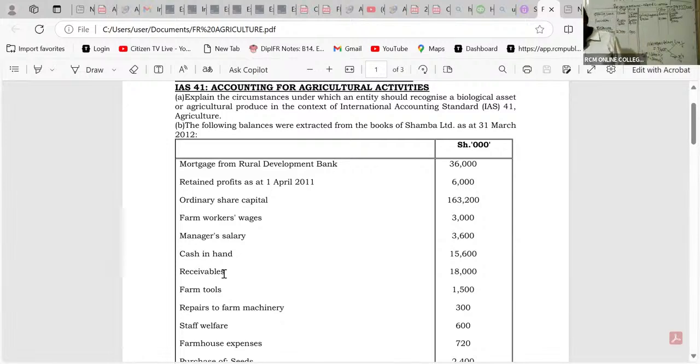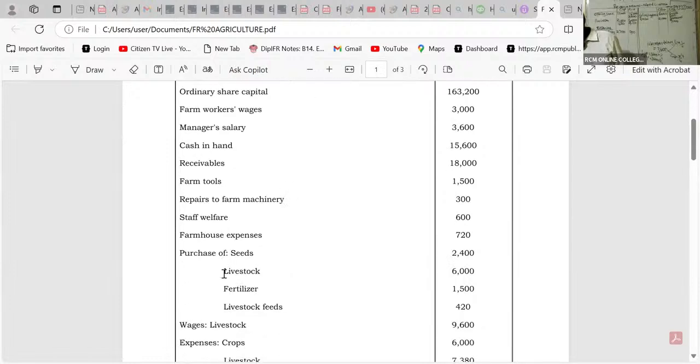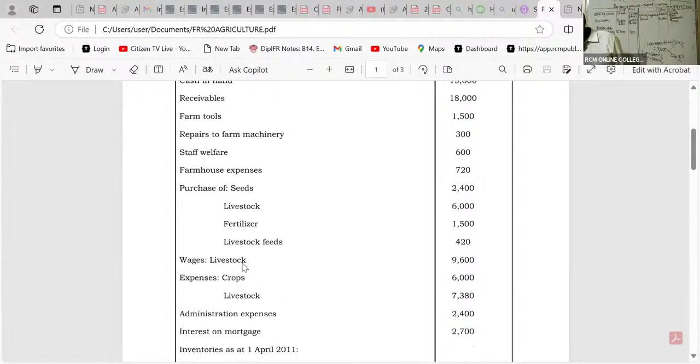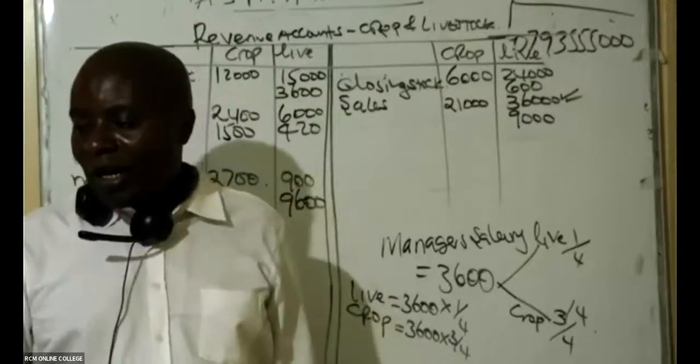The same case with our staff welfare. This will go to our income statement. Farmhouse expenses as well, these are not specific. Purchase of seeds, this we have seen. Wages, look at these wages. I can see wages, livestock, this is very specific. So I'll come and write wages, very specific. This is a direct expense. Wages for livestock is 9,600.